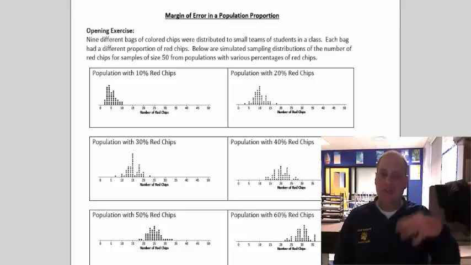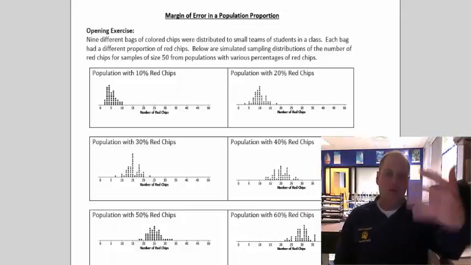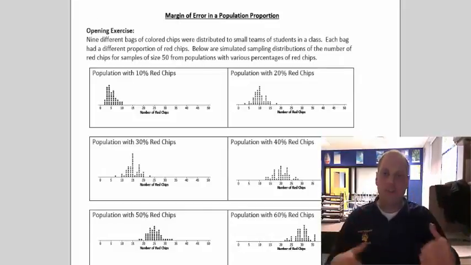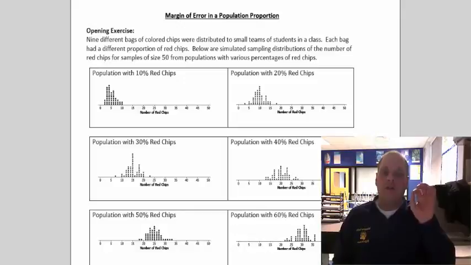So on the front page, it's already done. There's nothing really to do there. This is just what we're going to be using to do the problems on the next page. So the sample size was 50, okay? And each dot represents how many red chips they pulled out.